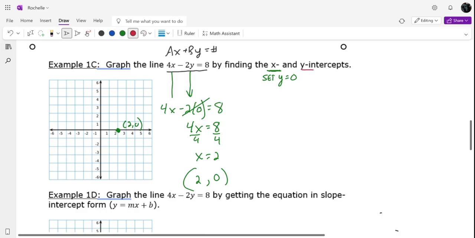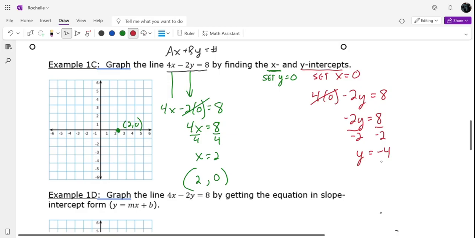Conversely, to find the y-intercept, I'm going to do the exact same thing. I'm going to set x equal to 0. So if I did that, I would have 4 times 0 minus 2y equals 8. This would go away, and so I would have negative 2y equals 8. And if I divide by negative 2, I'm going to get negative 4. Remember, my x value was 0 and my y value is negative 4. So that's going to be on this y-axis here at 0, negative 4.